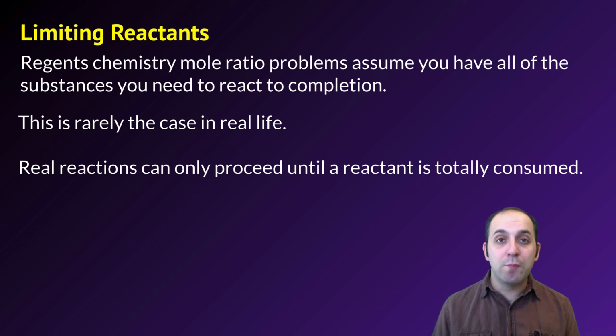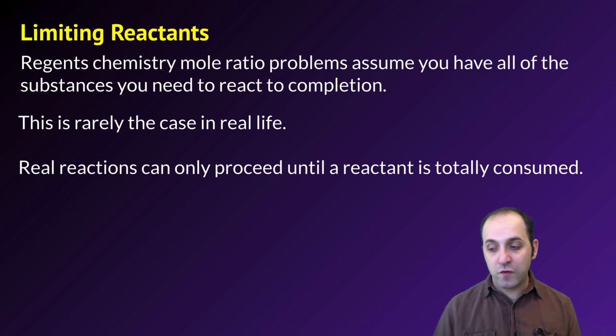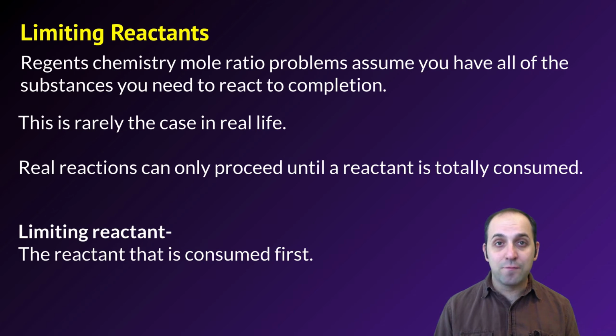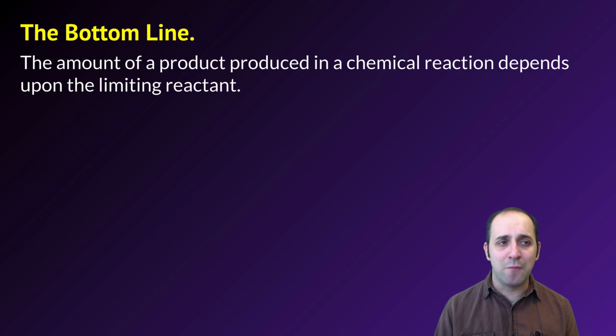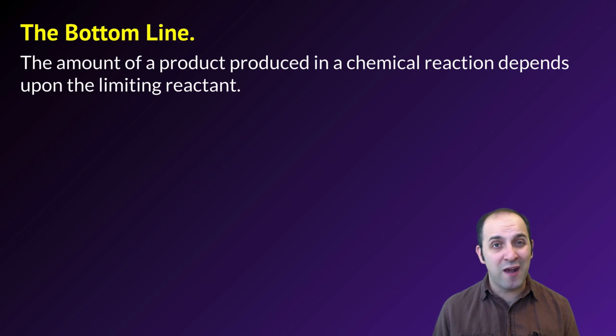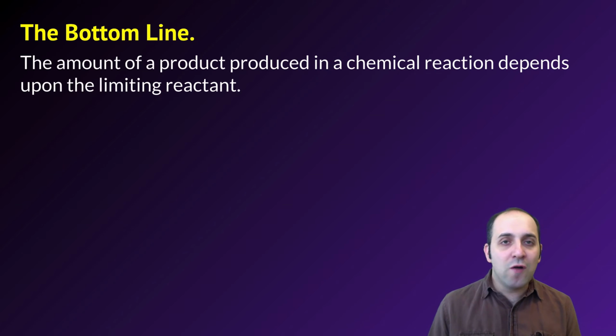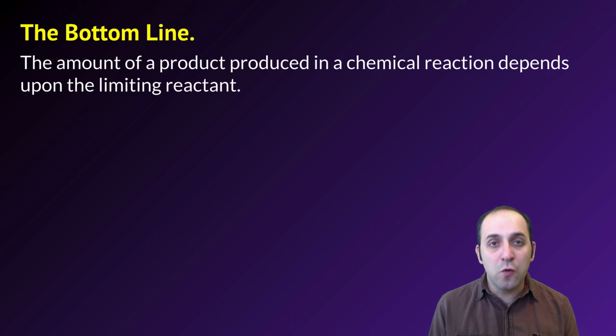Real reactions only proceed until that limiting reactant is totally consumed. That's the definition of the term. Does this make sense? If not, here's the bottom line. The amount of a product produced in a chemical reaction depends upon the limiting reactant. It does not depend so much upon any other reactant because we have more of that other reactant than we need to use before all of our limiting reactant gets used up.